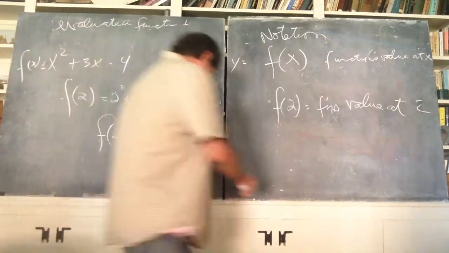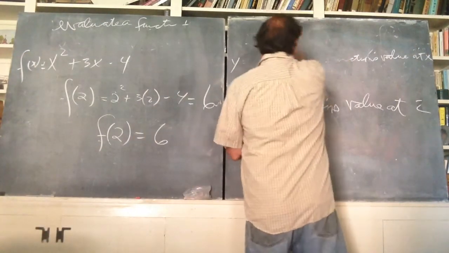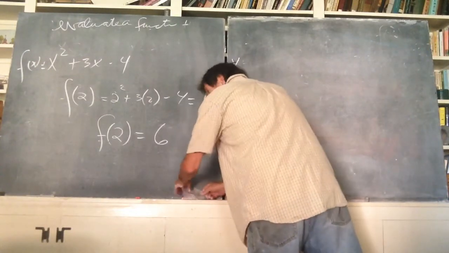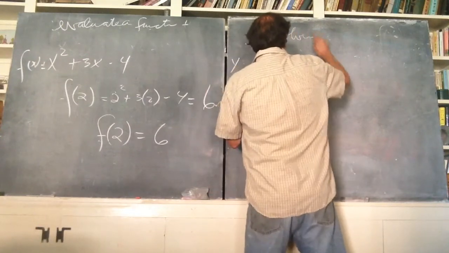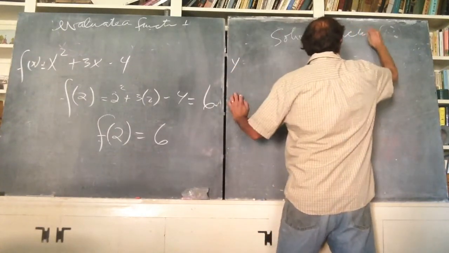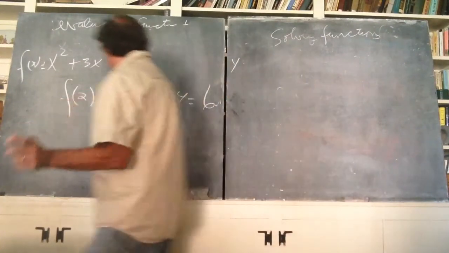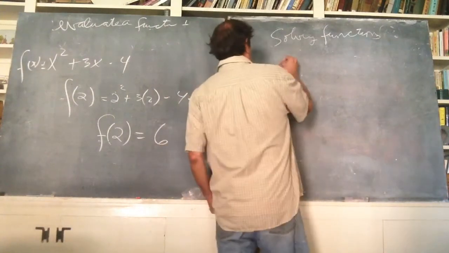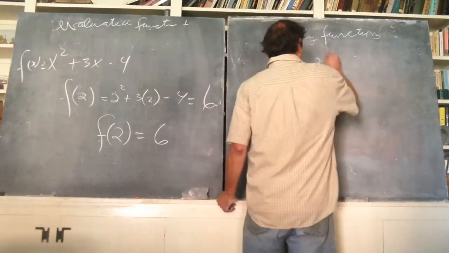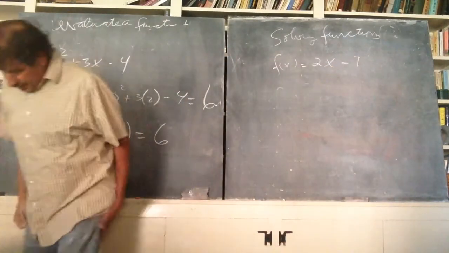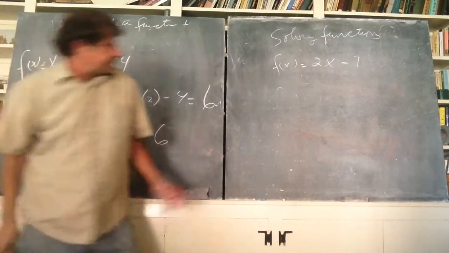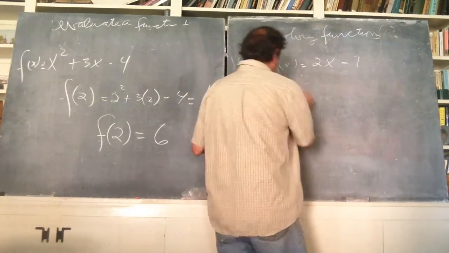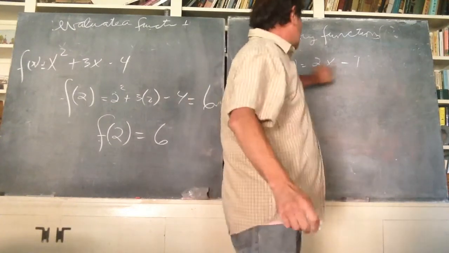Okay, so now we can solve a function. Solving a function. Well, let's keep it simple. Solve f at x equals 2x minus 1. Well, f at 2 is 4 minus 1, which is 3.